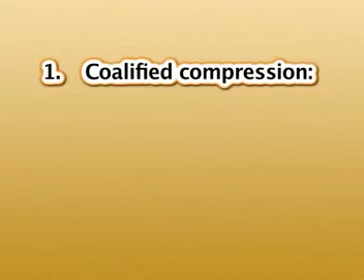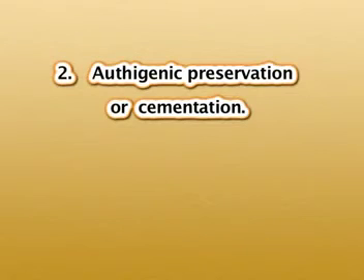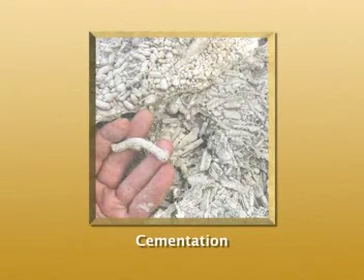There are 6 main types of fossils based on the manner of fossilization. These are coalified compression. It is a fossil containing compressed coalified remains of plants. Another one is authigenic preservation or cementation. Here, the surface layer of the organism or part is preserved by cementation.